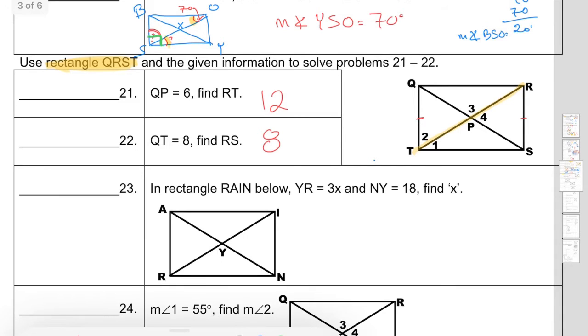All right. For 23, it says in rectangle RAIN, YR is 3x, and NY is 18. Find x. Well, remember it's a rectangle, which means the diagonals not only are congruent to each other, but they bisect each other, which means all the parts of the diagonal are congruent to each other. So that's the equation I set up. We have 18 equals 3x, divide by 3, and we get x to be 6.